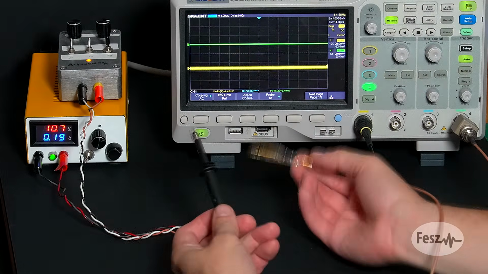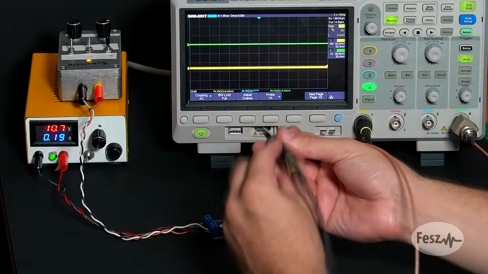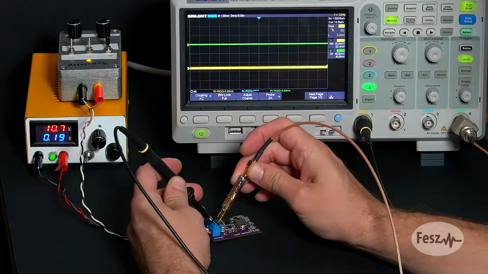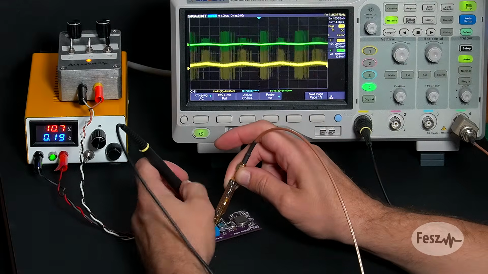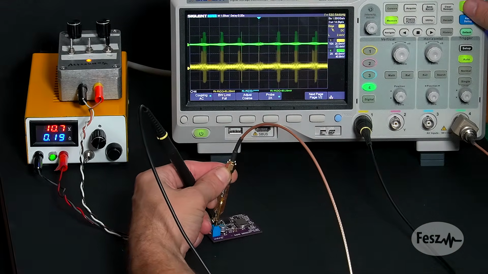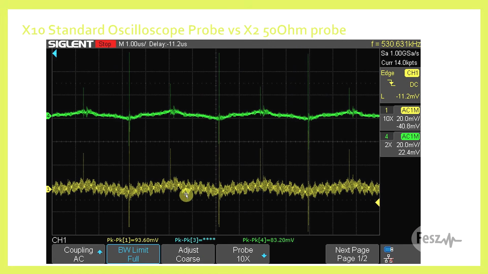Anyway, I set up the same test as before, and I will be measuring the power supply with the X10 probe and with this thing at the same time, just to see how they compare. Of course, the bandwidth is set to maximum to properly observe the noise. So again, the yellow trace is the standard X10 probe, and this time the green trace is the X2 50 ohm probe.